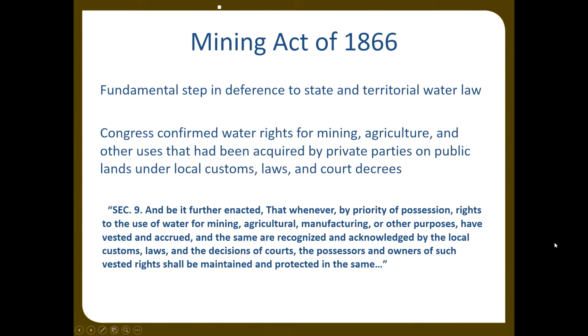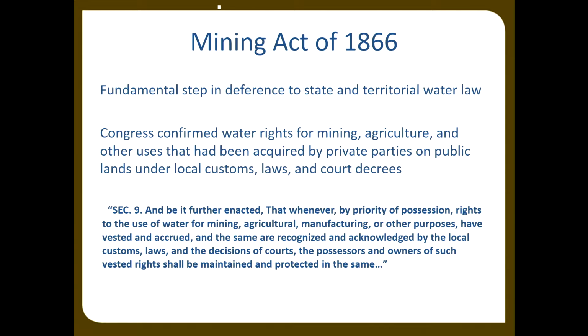A fundamental step in deference to state and territorial water law was the Mining Act of 1866, and this came about because of the practices that the miners were doing for their placer claims. And so Congress actually confirmed water rights for mining, agriculture, and other uses that had been acquired by private parties on public lands under local customs, laws, and court decrees.